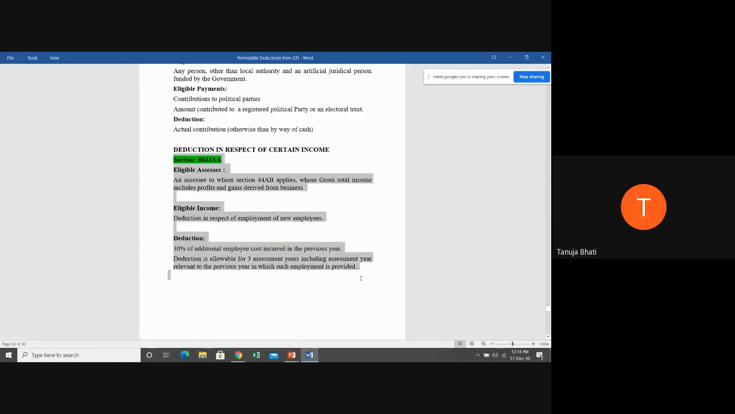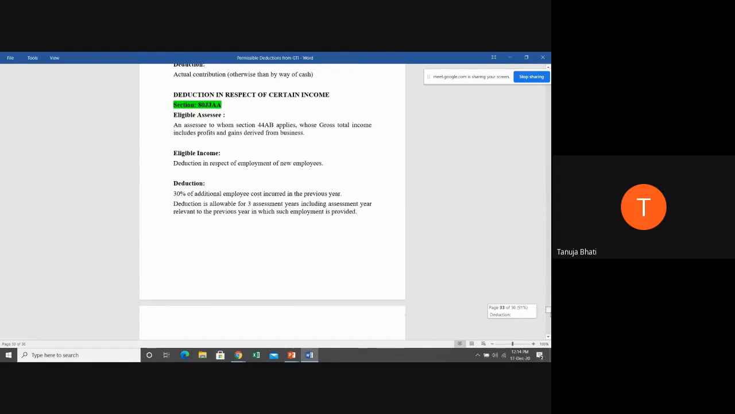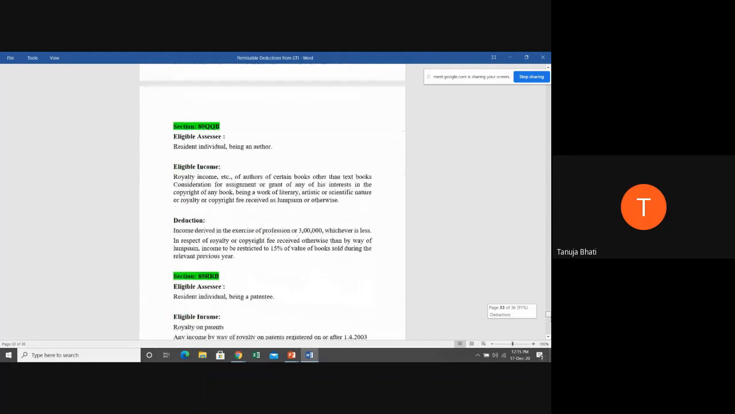So did everyone understand section 80JJAA? Remember, section 80JJAA is applicable only to those to whom section 44AB applies. On the employment of new employees, 30% of additional employee cost will be allowed as a deduction for 3 assessment years. So did you all understand section 80JJAA, students? Yes, ma'am. Okay.